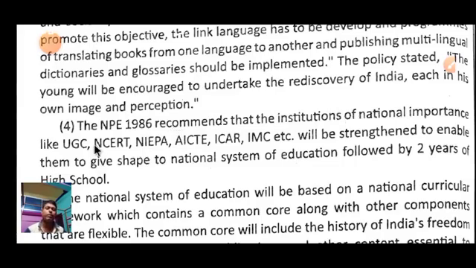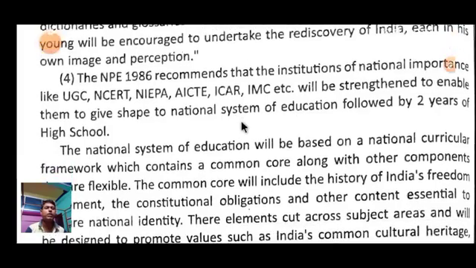Number 4, the NPE 1986 recommends that the institutions of national importance like UGC, NCERT, NIEPA, ICAR, ICMR, etc. will be strengthened to enable them to give shape to the national system of education, followed by 2 years of high school.